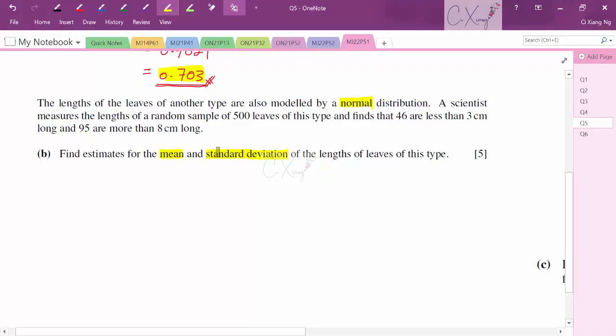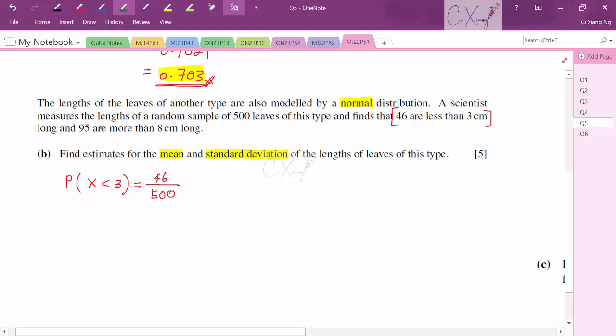But they provide us some information to start with. The first information is this one, where 46 of the leaves are less than 3 cm long. That means if I write it in probability symbols, it will be the probability of x, or maybe you can put it as y if you want, smaller than 3. When x is less than 3, we have 46 of the leaves with this length. So 46 out of 500 will give us a probability, or a percentage or proportion. So the proportion of x less than 3 should be 46 over 500.